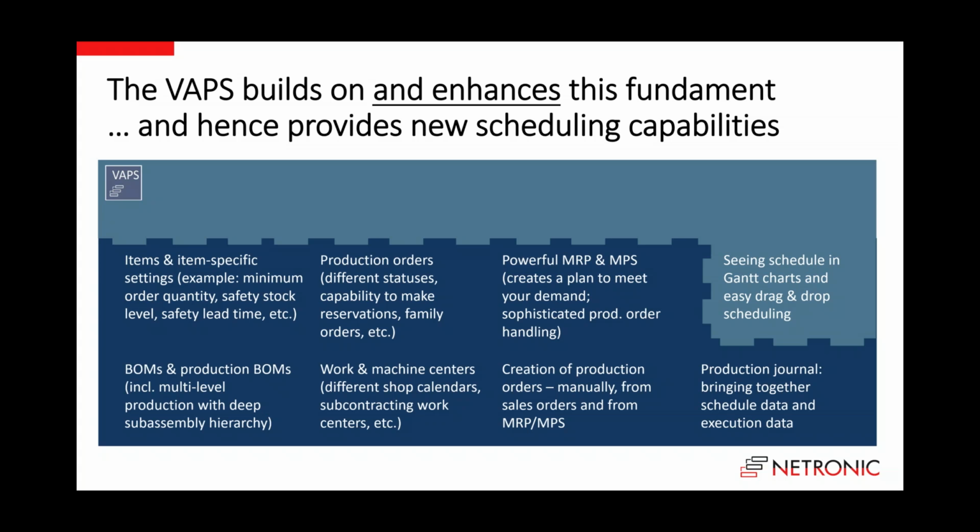You get the capability to see all what you have in Business Central, your entire schedule in Gantt charts, and you get drag and drop capability for scheduling. But then you will get also new functionality. The VAPS comes with finite capacity scheduling, something that standard Business Central is not good at.